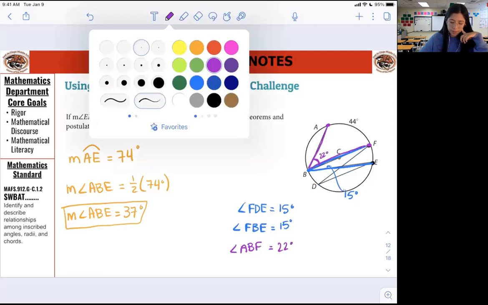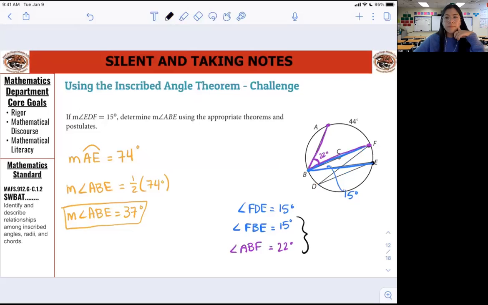Okay. So 15 and 22 give me, because we're looking for ABE all together, 37 degrees. So this was the other way to do it. Could have done it the first way, could have done it the second way. Both ways you get 37. So questions on this one? All right, cool.